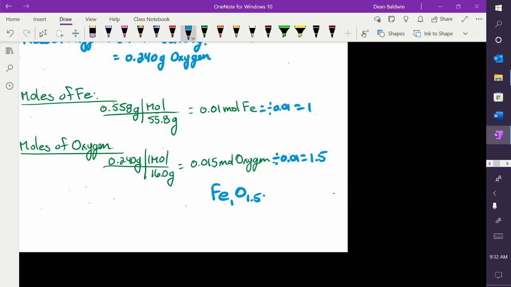Does that make any sense? Can you have 1.5 atoms of oxygen? So how do you get rid of the 1.5? Yeah, you're going to multiply everything by 2, right? So you're going to get Fe2O3.